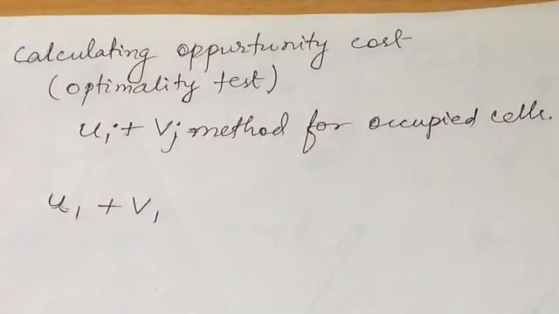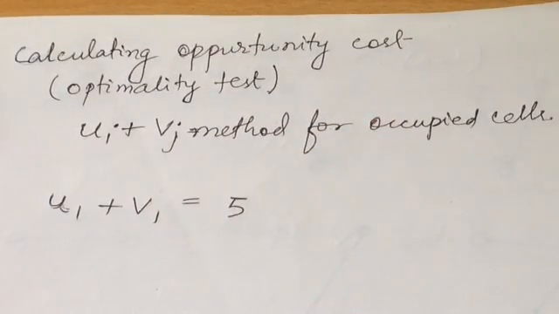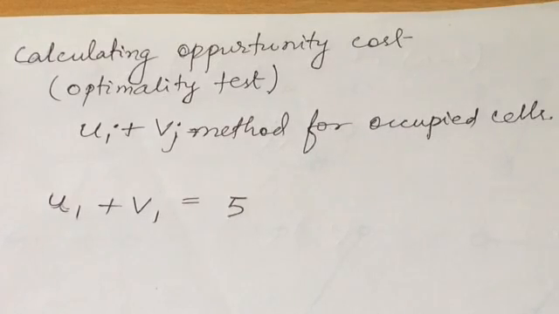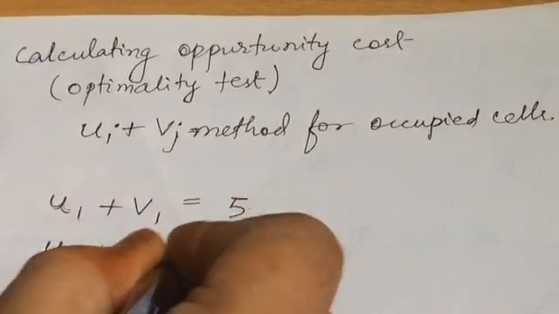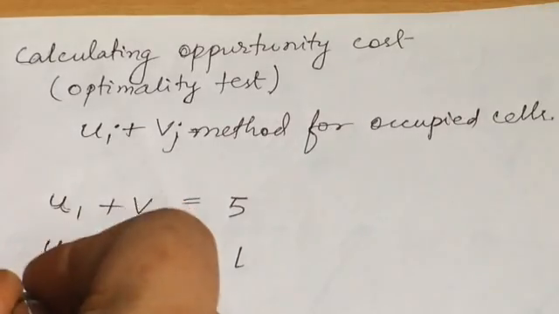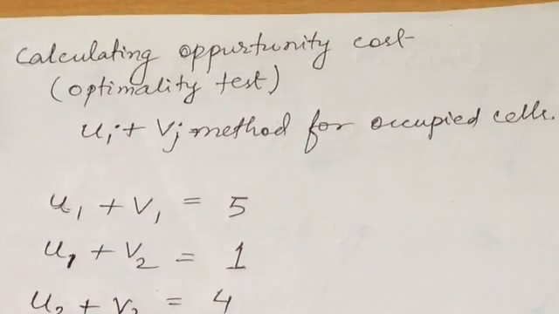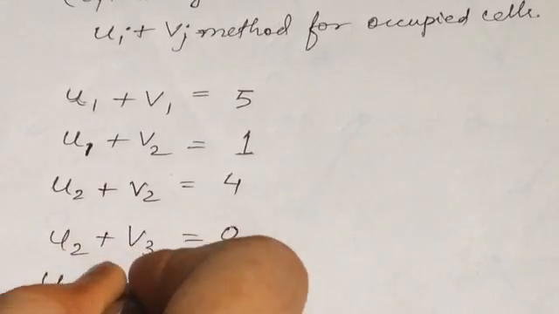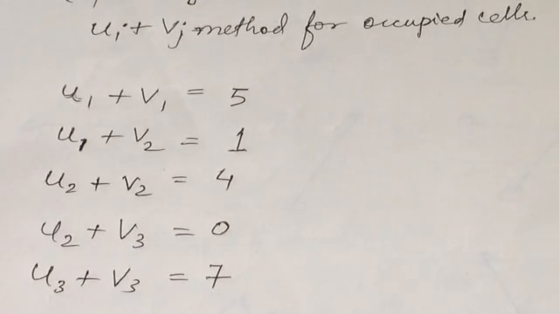So what you are seeing is that first row and first column, U1 plus V1, has transportation cost 5, as you can see in the given table. Then U1, first row and second column, has transportation cost 1. Then second row and second column has transportation cost 4. Second row and third column has transportation cost 0, and third row and third column has transportation cost 7. After that, you assume any one value as 0. So let's take U1 as 0.